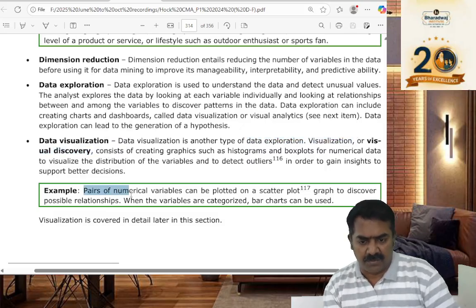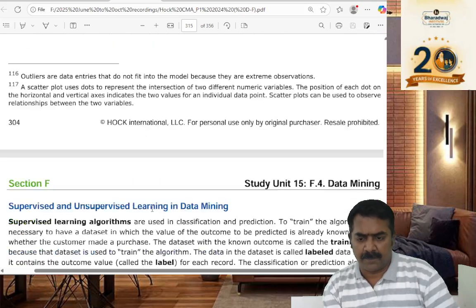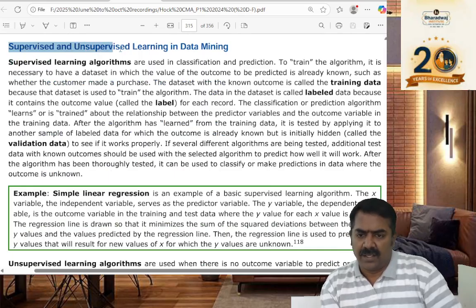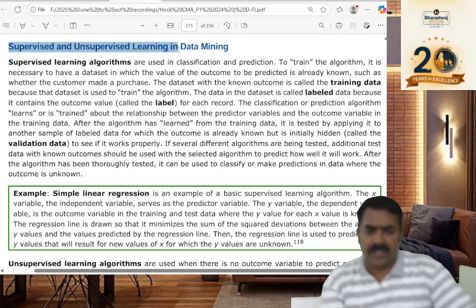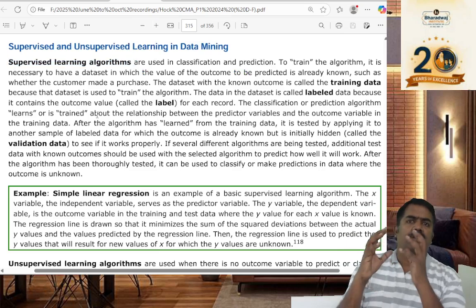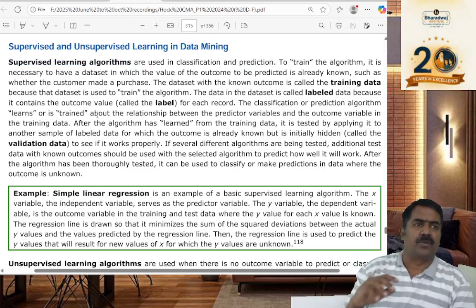That's one. Pairs of numerical variables can be plotted to discover possible relationships. Then supervised and unsupervised learning, and which one? Data mining. Okay.